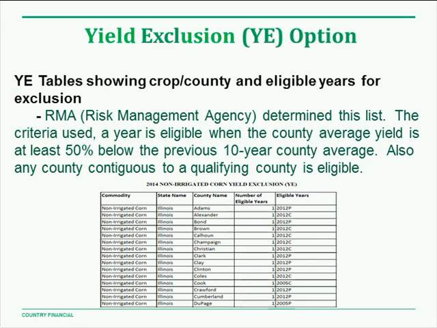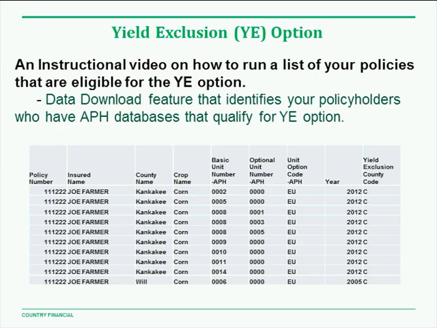So as you can see, this is just a portion of the table we sent out starting in alphabetical order. So Adams corn is eligible for 2012, and that was a primary county, while Alexander, the next one on the list, 2012 corn is eligible, but because of contiguous, which is why the C is listed. So please refer to those tables to see the full list of all the years eligible. There are some counties where more than 1 year is even eligible for the yield exclusion.